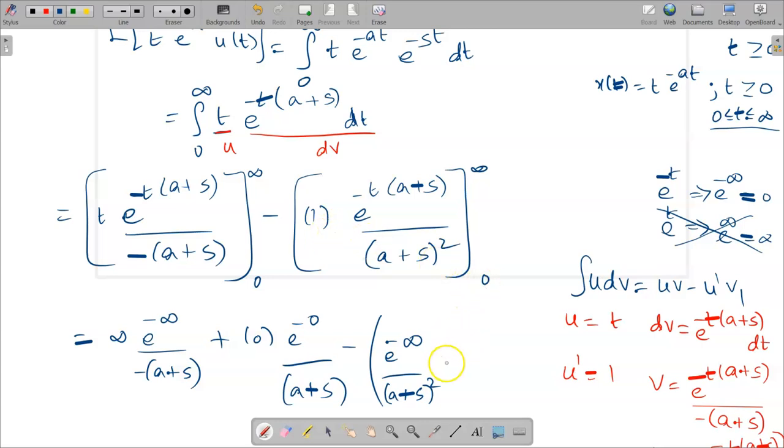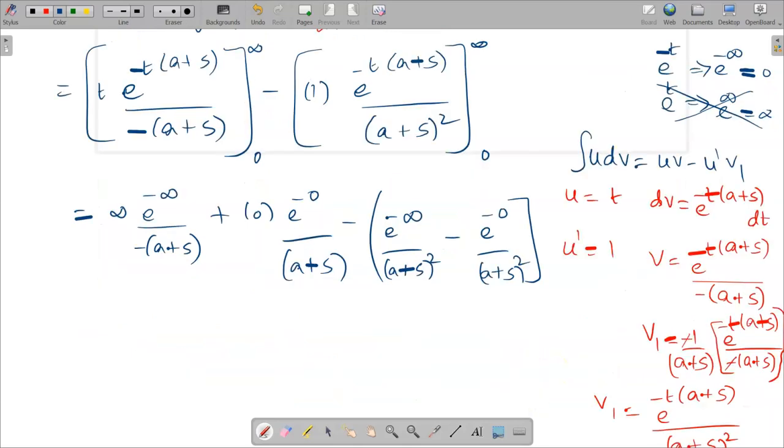Substitute your lower limit. While substituting your lower limit you have to use one minus. Then wherever you have t substitute it as 0, e power minus 0 divided by a plus s the whole square. So now this value is 0, e power minus infinity is 0, e power 0 is 1. Again e power minus infinity is 0, e power minus 0 is 1. So anyway infinity into 0 is what? 0. 0 into any value is 0.